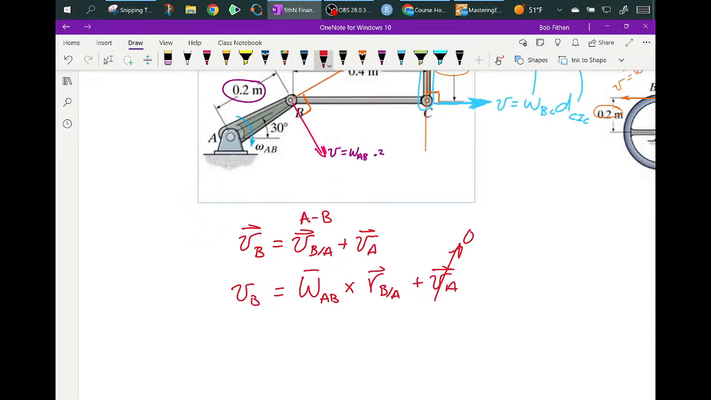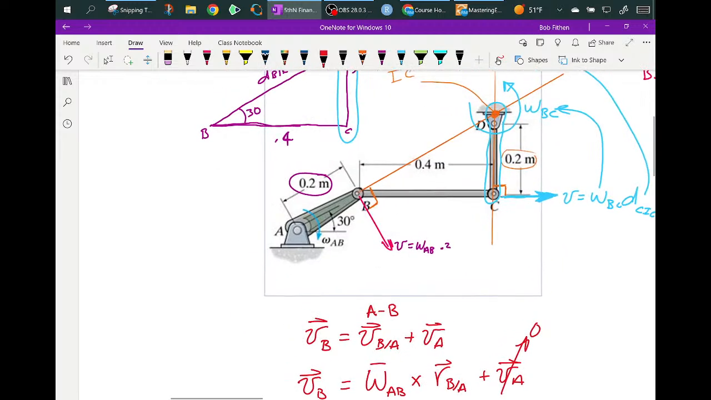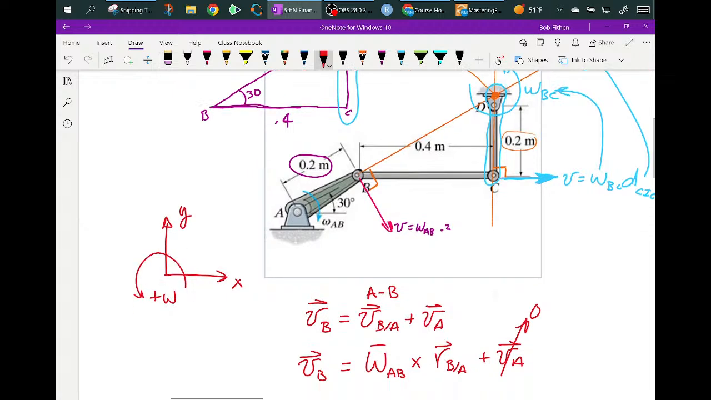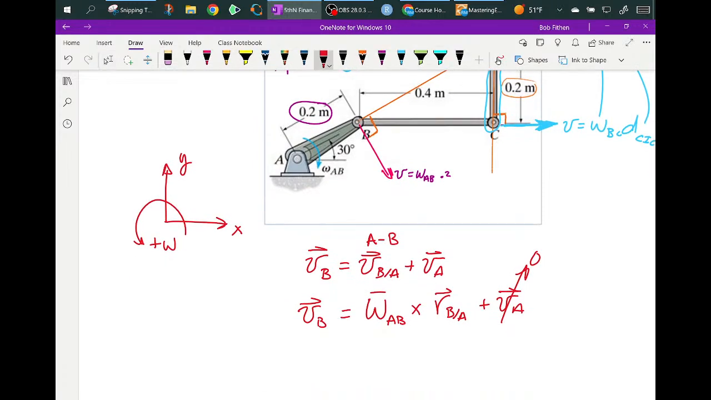And you get velocity B. You have to maintain your sign conventions. It's a good idea to learn those anyway. Plus rotation. Okay, so this is a minus. So it's up to you.